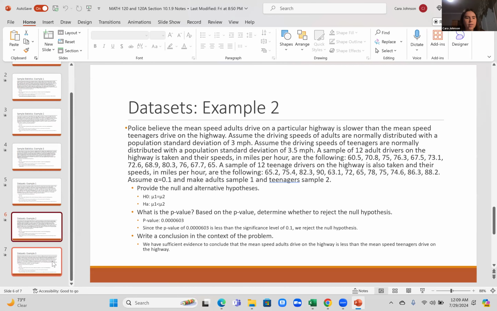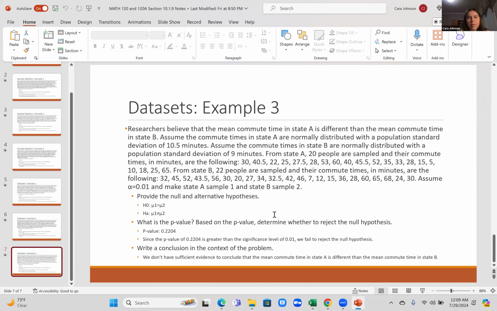All right, one more example here. Researchers believe the mean commute time in state A is different than state B. Assume the commute times in state A are normally distributed with population standard deviation of 10.5. And then we also have the population standard deviation for state B. And then we have the two data sets. And then my significance level is 0.01.